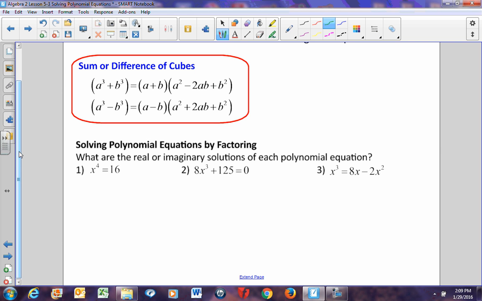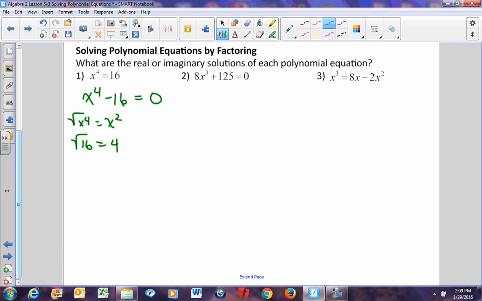Okay, now we're going to solve polynomial equations by factoring. What are the real or imaginary solutions of these? x to the fourth equals 16 means if I set it equal to 0, I get x to the fourth minus 16 equals 0. That's the difference of squares. I get the square root of x to the fourth, which is x squared, and the square root of 16, which is 4. So essentially, I will have x squared plus 4 times x squared minus 4.